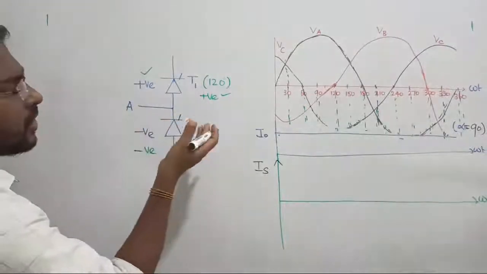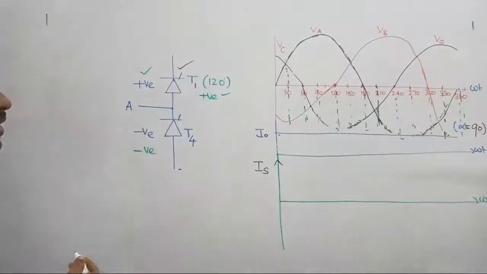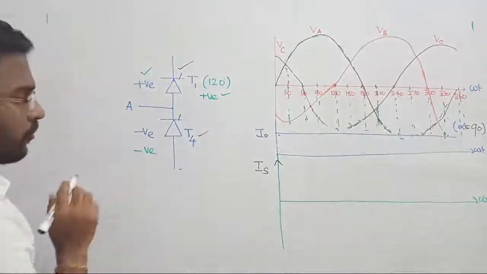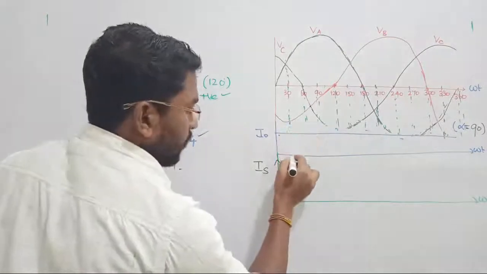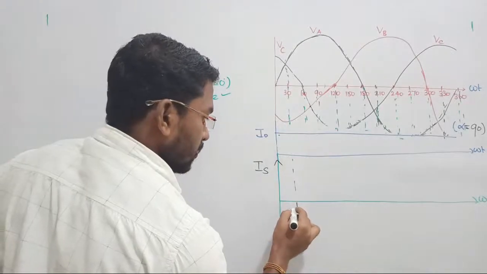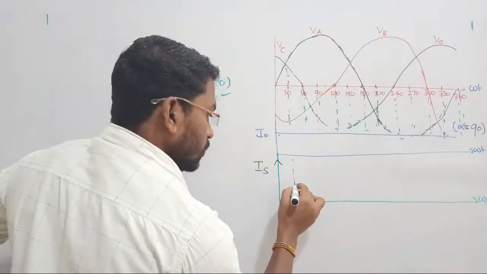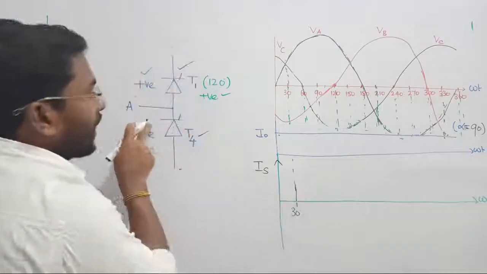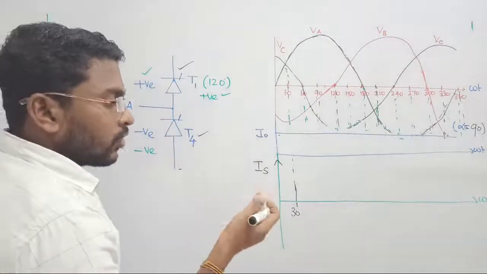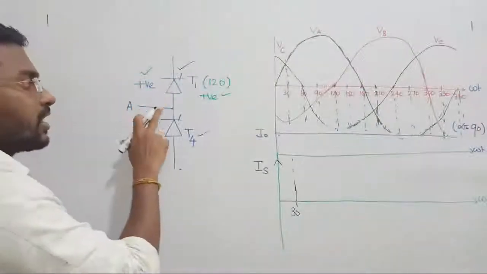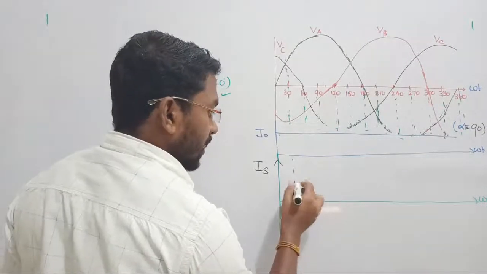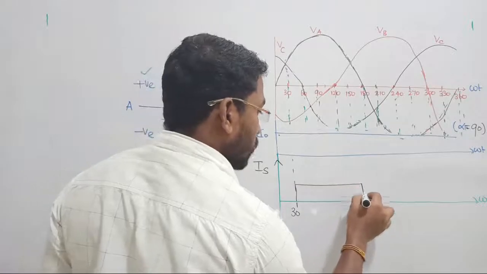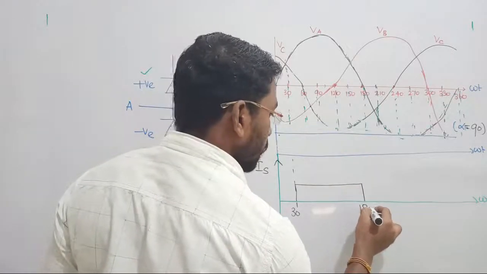Phase A positive current will flow through thyristor T1. Negative current will flow through thyristor T4. But how long will thyristor T1 conduct? For example, if thyristor T1 starts its conduction at 30 degrees, then the source current will start flowing. When thyristor T1 in leg A turns on, the source current will start flowing through it, right? Such that source current will enter at 30 degrees and continue for 120 degrees, that is, up to 150.